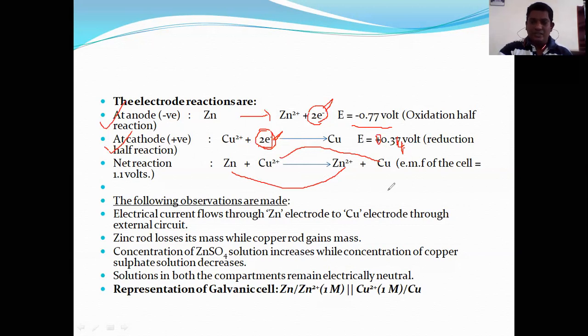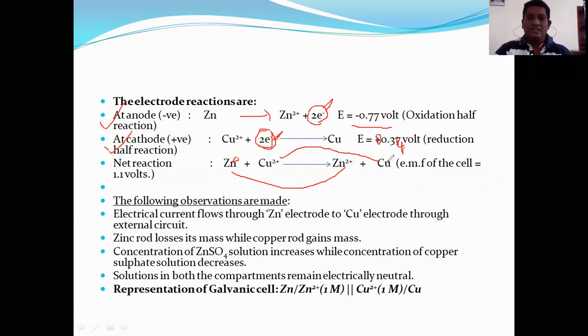Now what is an oxidation reaction? Oxidation number increases: oxidation. What is a reduction reaction? Oxidation number decreases: reduction. Simply, here the oxidation state value is equal to 0, and here the oxidation state value is equal to 2. Oxidation state number increases, oxidation. Oxidation state number decreases, reduction.